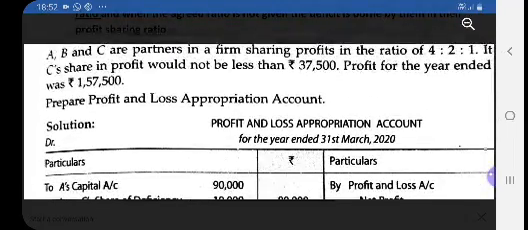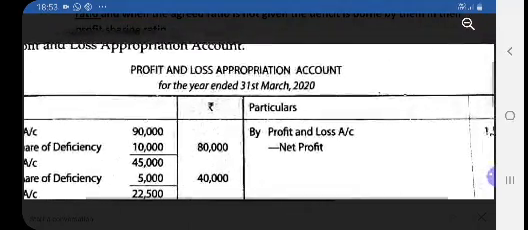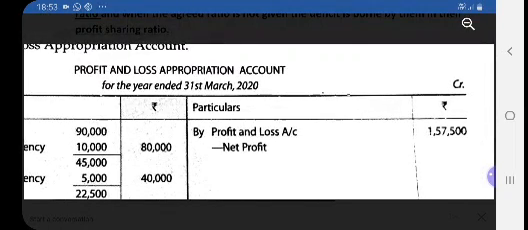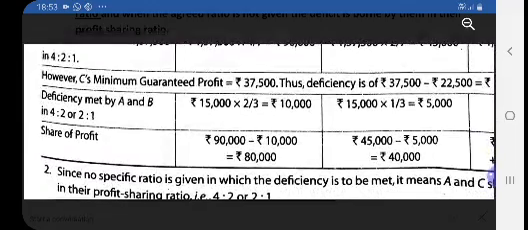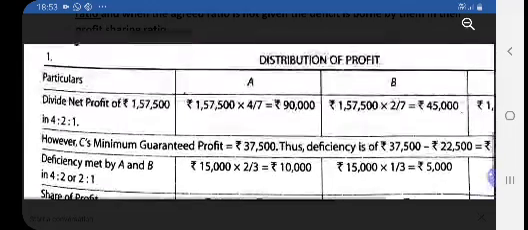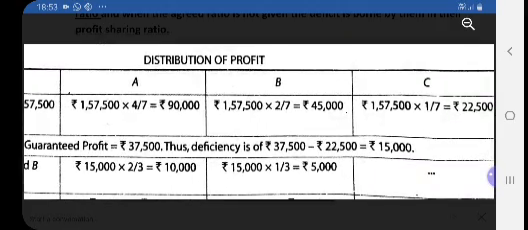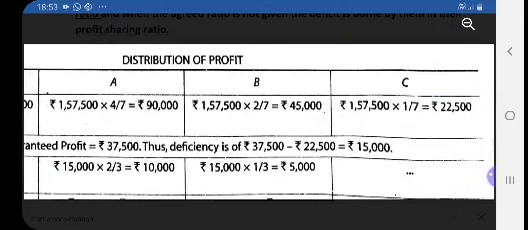was rupees 1,57,500. Now see the format. P&L appropriation account. First of all you will write the P&L account, that is net profit 1,57,500 on the credit side, and do one thing, you just calculate the share of profit. See here, it is calculated 1,57,500 into 4/7, that is, as the profit sharing ratio is 4:2:1, A will get 4/7, that is 90,000. B will get 2/7, that is 45,000, and C will get 1/7, that is 22,500.